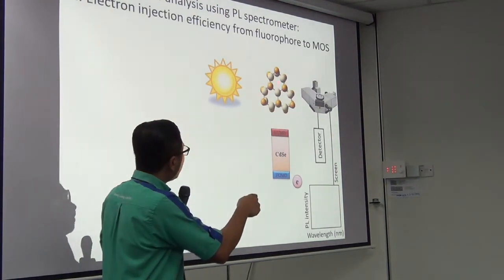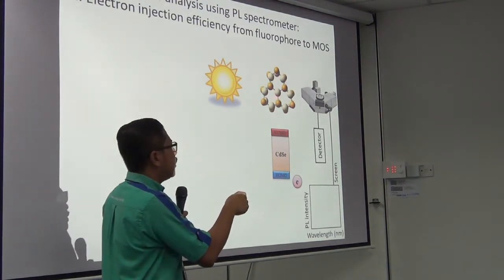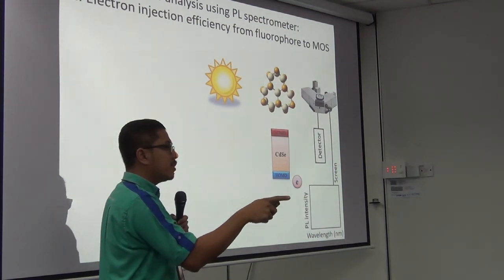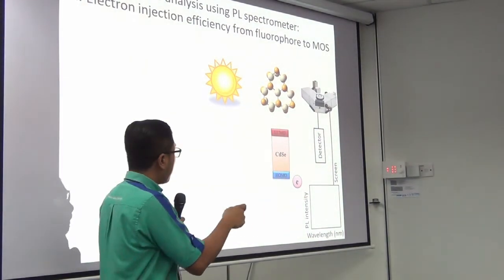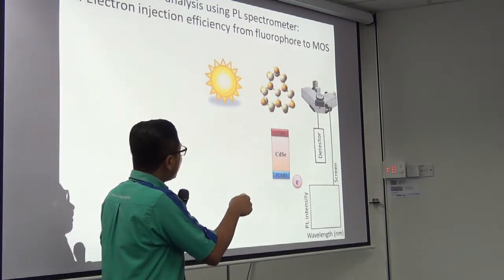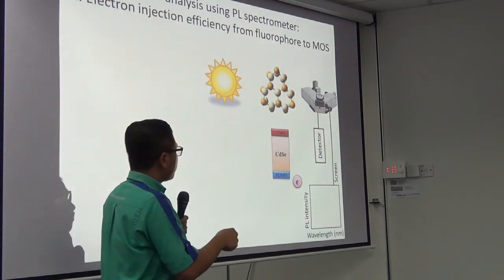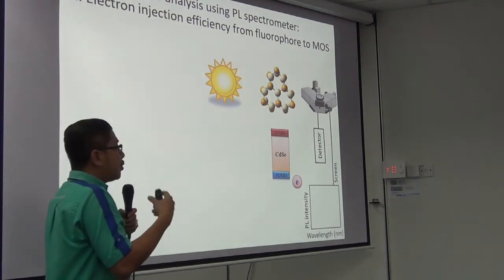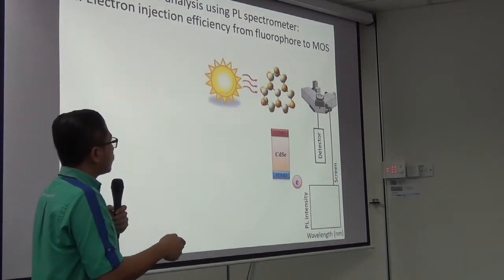So Fatin, just imagine that this is your work. You will be playing around with the lead selenide as well, right? But your research will focus on MOS. Just imagine that this is your lead selenide. It is not, but just imagine this is cadmium selenide. So how do we do this analysis?